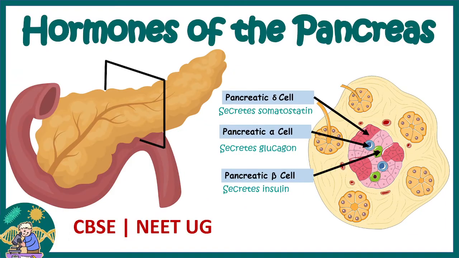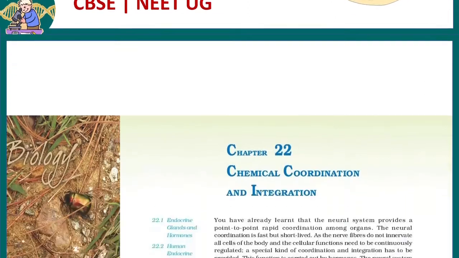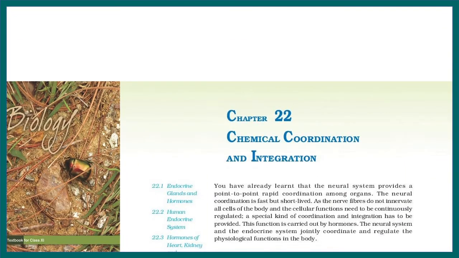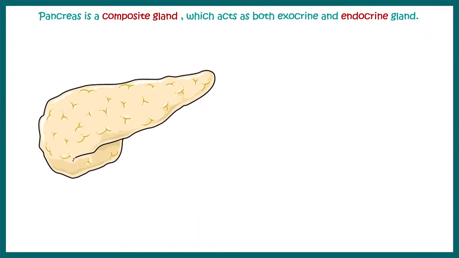Hello, in this video we'll talk about hormones of the pancreas, and this video is dedicated for CBSE NEET UG aspirants, and this concept is from class 11 NCERT book chapter number 22. So let's begin. Pancreas is a composite gland which can act as both exocrine as well as endocrine gland.